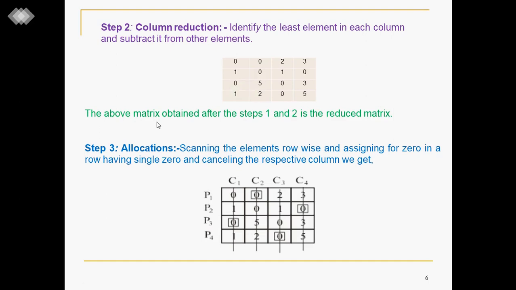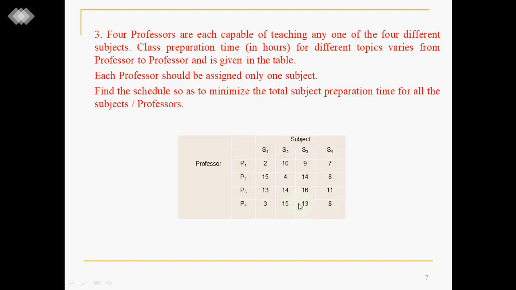Now, this is assigned: P1 to C2, P2 to C4, P3 to C1 and P4 to C3. The cost you will get automatically. You have to go back to the original matrix and read it off.